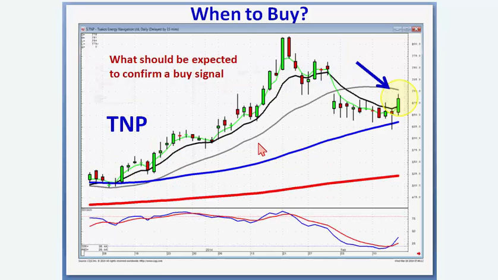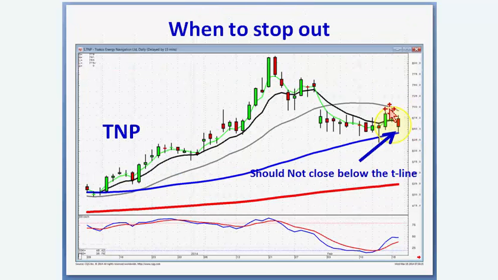So basically you ask yourself, why am I buying? Well, stochastics are in the oversold area. We've got a hammer, we got bullish confirmation. What should we be expecting after this? We should be expecting bullish trading.